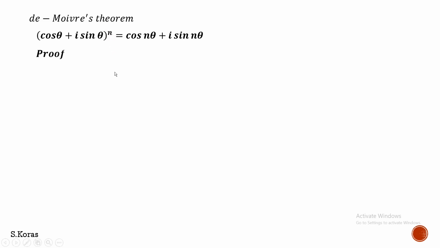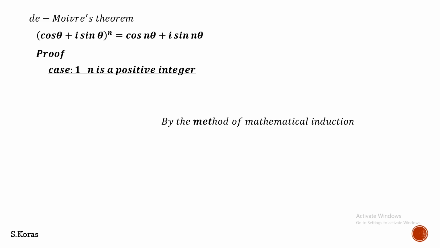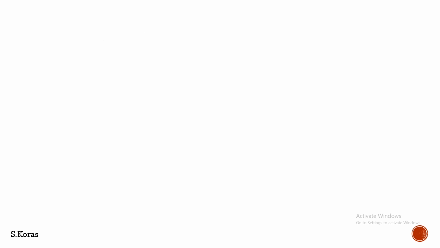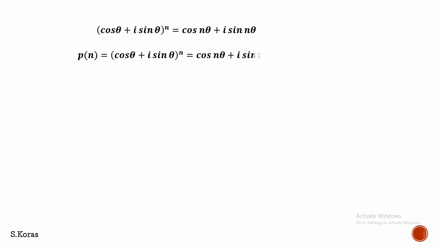Let us consider the first case. Let us consider n as a positive integer, and let us try to prove this using mathematical induction method. This is our statement. First of all, we have to consider this statement as P of n. So P of n is cos theta plus i sin theta the whole power n is equal to cos n theta plus i sin n theta.